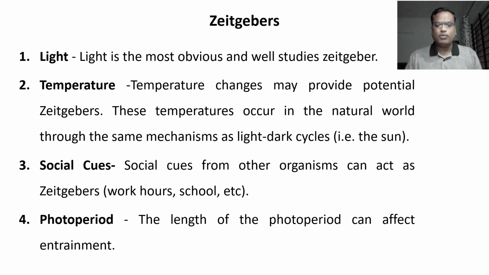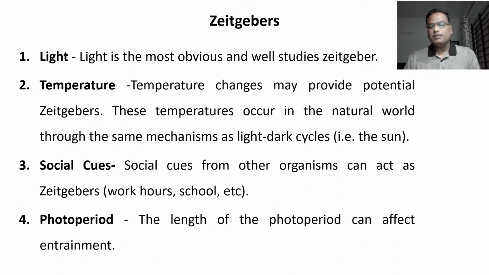The first and most important gatekeeper is light, because daytime is represented by light and night is represented by darkness. So the presence of sunlight tells the body that it is daytime, and the absence of sunlight, the presence of darkness, gives another cue. Sunlight is the most important gatekeeper controlling the circadian rhythm of almost all animals. Then temperature changes may provide potential gatekeepers.